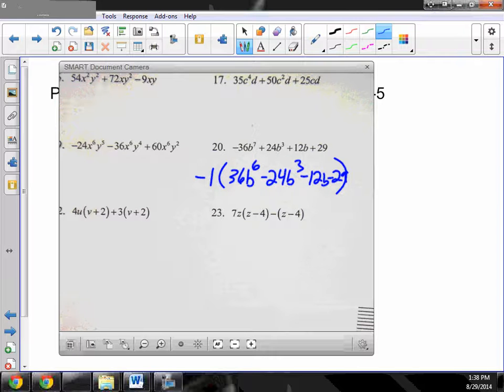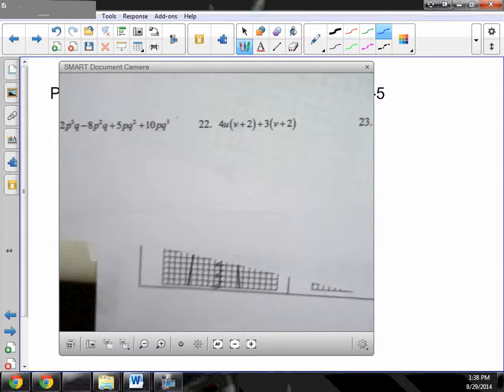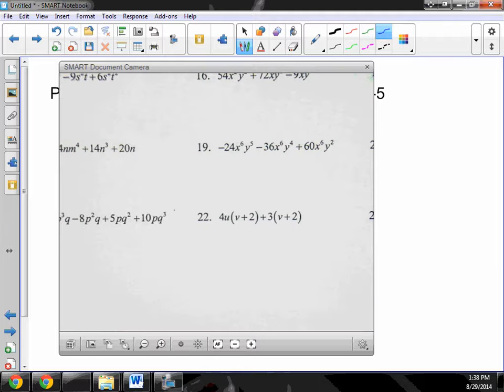All right. And the last one I want to do is 22. Well, let's look at 19. What would you pull out of 19? 6 goes into all of them. Anything bigger? Does 12 go into all of them? Yes? Okay, anything bigger? So it's not just a 12 though. Negative 12, and what else?